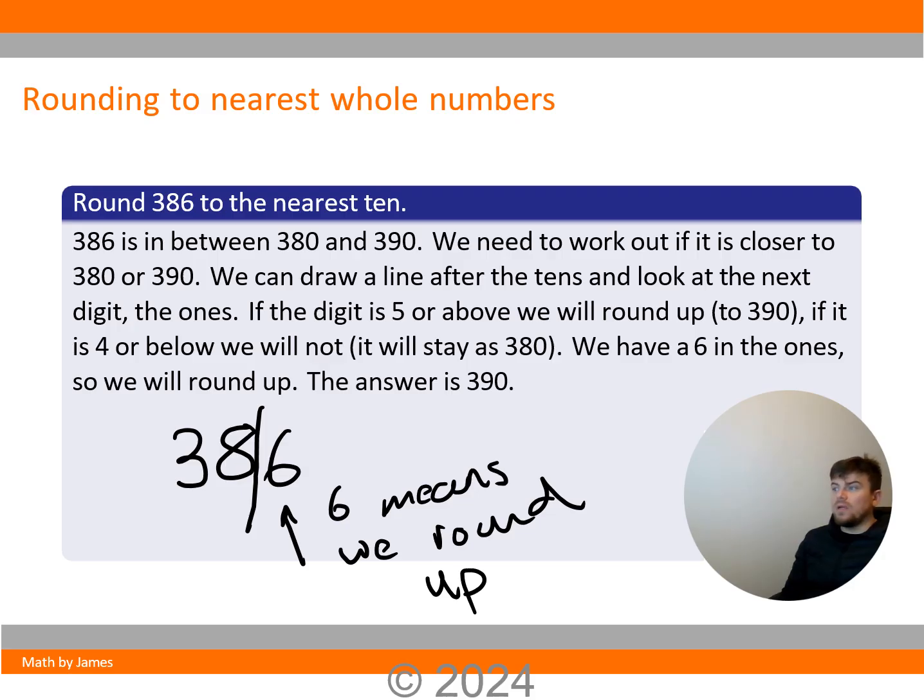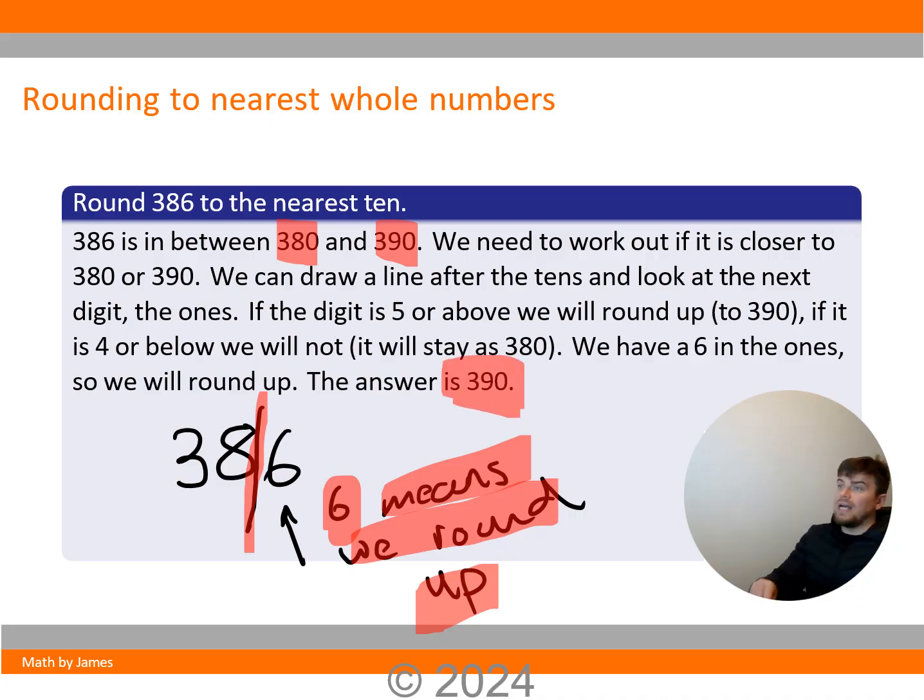Again, look at our factors, multiples, and primes if you don't understand what we mean by that. So the multiples of 10 here are 380 and 390. So we need to work out if it's closer to 380 or 390. So we draw a line after the tens, between the tens and the ones. We know this is a 6, which means we need to round up. So this means our answer is 390.